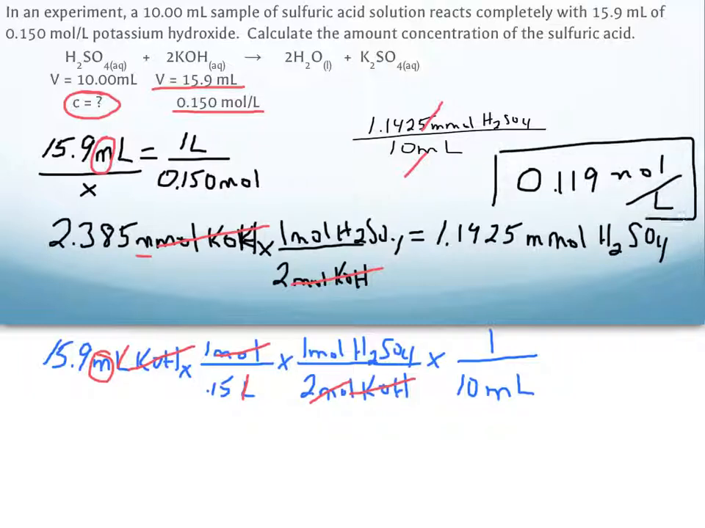of sulfuric acid. And what I just realized down here at the bottom, 1 liter and 0.15 moles, so that I get the same answer. 15.9 times 0.15 divided by 1 divided by 2 divided by 10 multiplied by 1 multiplied by 1 is going to get me the answer of 0.119 moles per liter, the same.